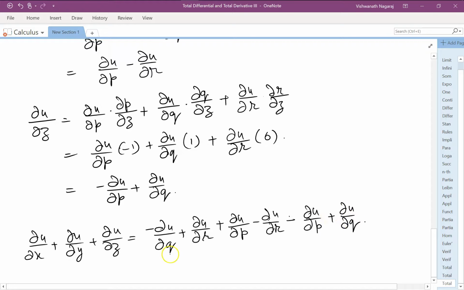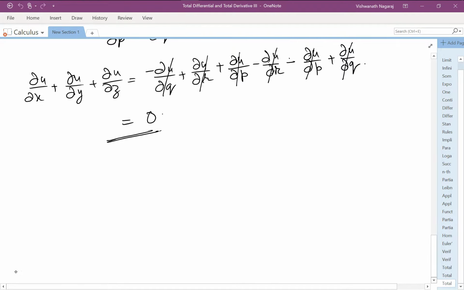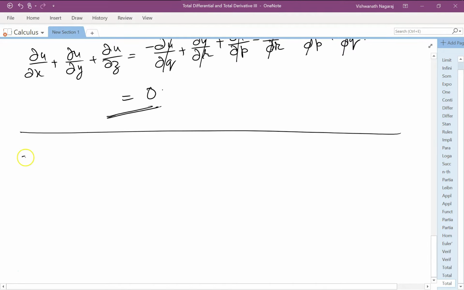Now ∂u/∂q, so this is minus, this is plus. ∂u/∂r, this is plus, this is minus, this is plus, this is minus. So we are left with 0, which is what we have to show. Let's do the next problem.